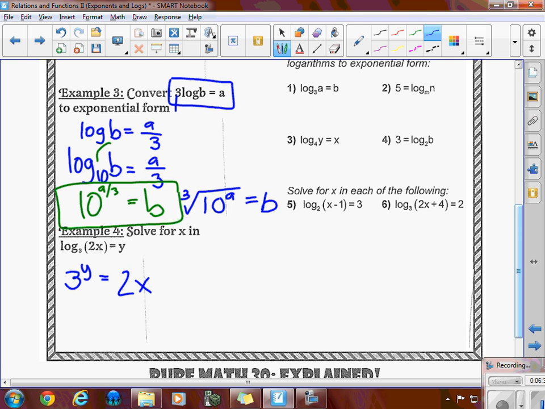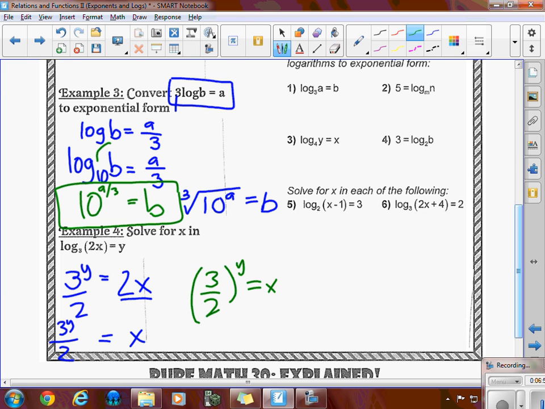Now it says solve for x. So this is exponential form. How do I solve for x? Divide the 2 out, and we just have x equals 3 to the power of y over 2. I cannot say, because I just heard someone kind of mumble this, they said, well, it's like 3/2 to the power of y. Why is this not true?